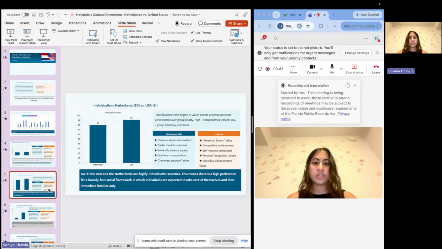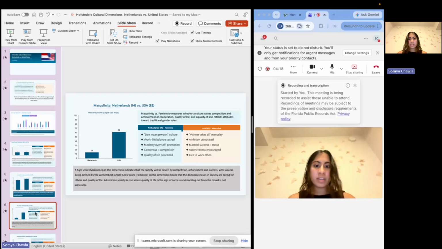Individualism, the second I mentioned. Both countries score very high on individualism, which means people value independence, personal responsibility, and self-growth. The United States has one of the highest individualism scores in the world. The Netherlands is also individualistic, but it balances individualism with cooperation and social responsibility. In practice, this means Dutch employees are expected to contribute their own ideas while also working collaboratively towards a common goal.